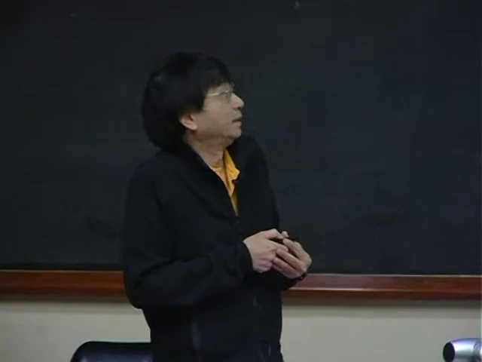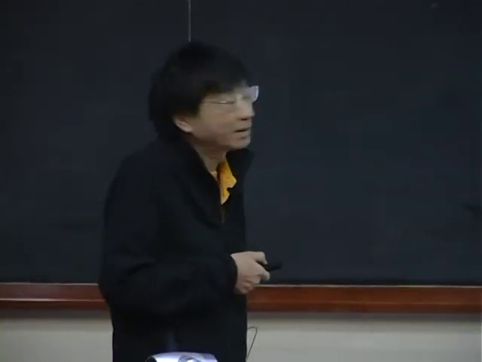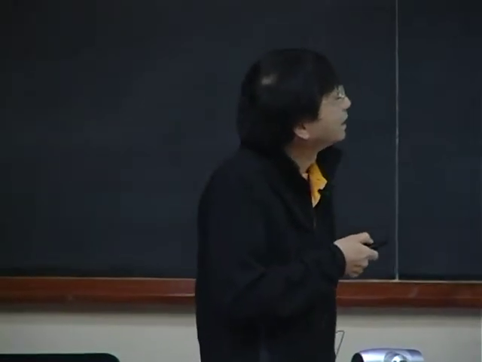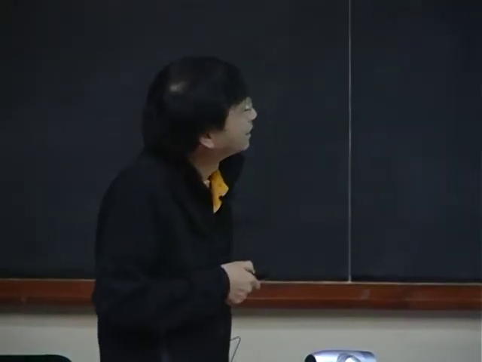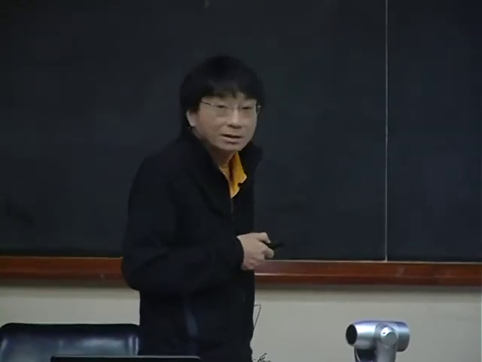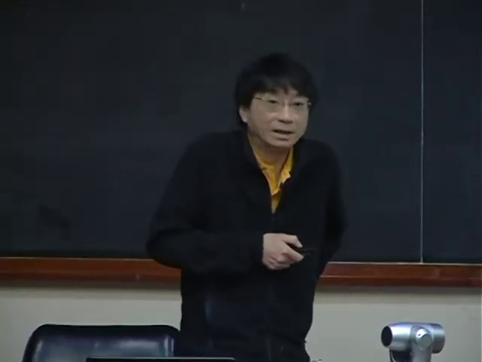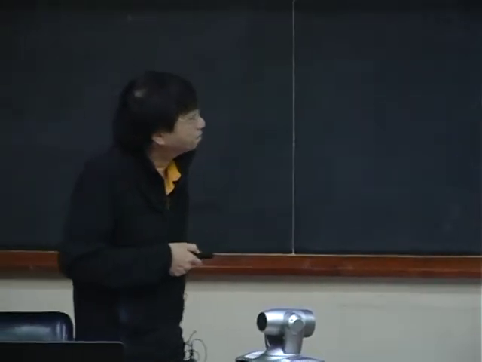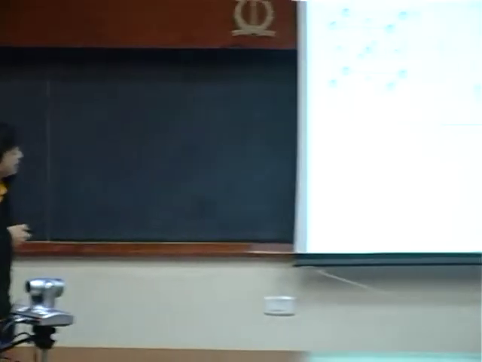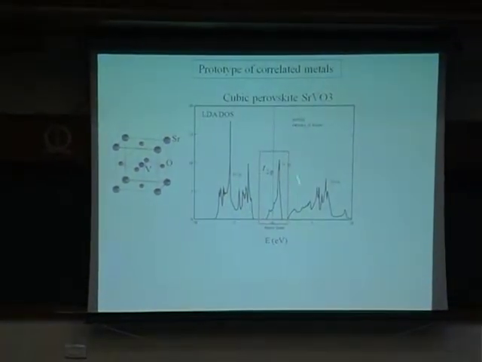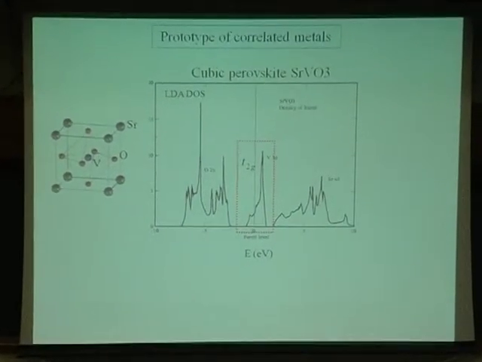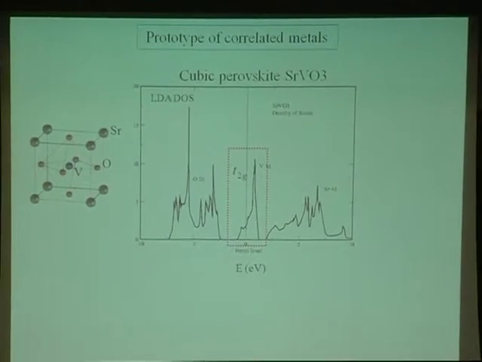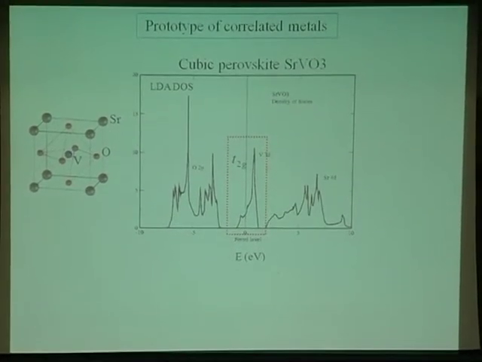So I think Fujimori Sensei has already described quite a lot about the system, so maybe I'll just go very quickly. This is supposed to be a prototype of correlated metals. It has a very simple cubic structure, so that is probably why it has been studied a lot. You can find a lot of papers on this. Our concern here is to study the electronic structure of the t2g band coming from vanadium. This is oxygen, and this is a typical electronic structure of this perovskite.